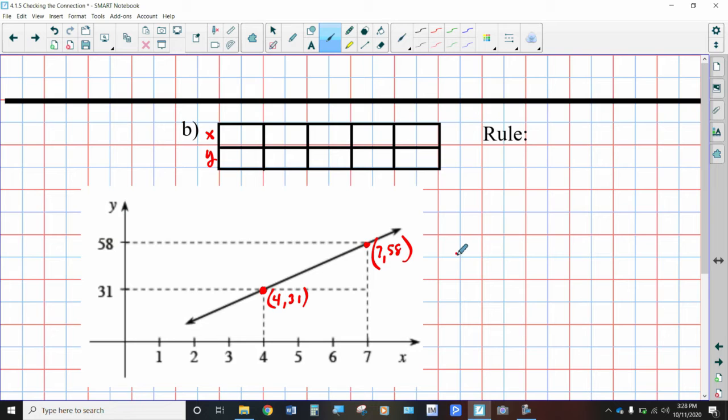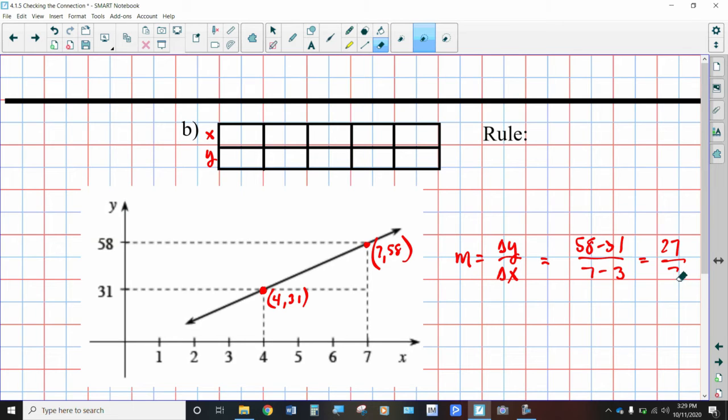I would rather say our growth rate happens when we figure out the change in y over the change in x. In this particular situation, the change in y, how much does y go up from 31 to 58? Well, let's take 58 minus 31 and see what we get. Looks like we're going to get 27 out of that. And how much does x go up? Well, from 4 to 7, it goes up 3, correct?